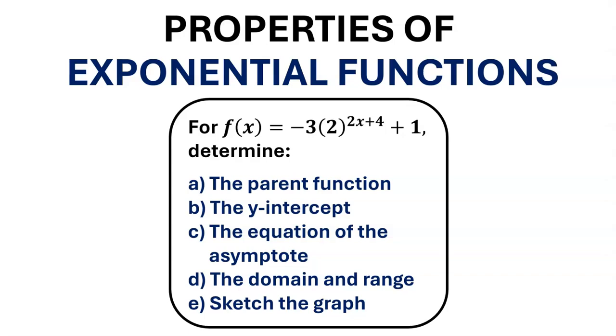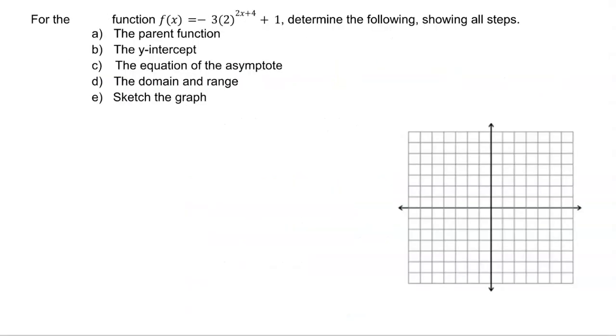This video is all about the properties of exponential functions, specifically this function in front of us. We're going to answer all those parts and sketch the graph at the end. This question asks, for the function f of x equals negative 3 times 2 to the power of 2x plus 4, plus 1, determine the following showing all steps.